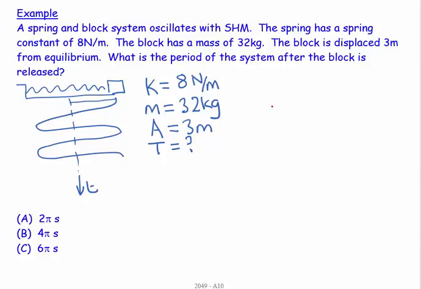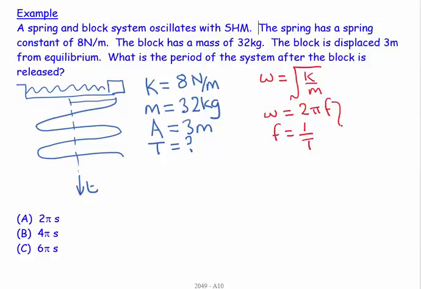I need to get a relationship for this, and I don't remember every relationship that's in the book. What I do is I remember key relationships. So I know that the angular frequency is equal to the square root of k over m. And I also remember that the angular frequency equals 2 pi f. And I also remember that f is equal to 1 over the period.